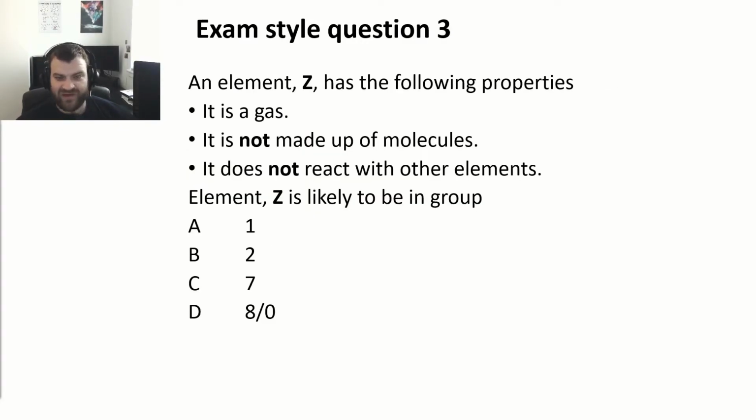A third type of question, they can give you some of the properties of an element and ask you to decide what group it belongs to. Here we've got an element Z, which is a gas. It's not made up of molecules, and it does not react with other elements. The most important part of this is the last piece of information they tell us, which is that it does not react with other elements. If it does not react with elements, it's likely to be a noble gas, and a noble gas is group 0, giving us our answer of D.